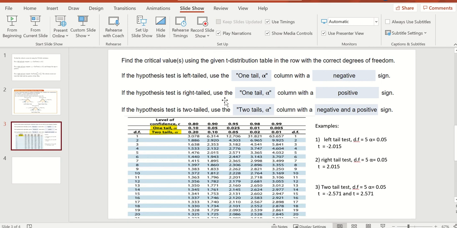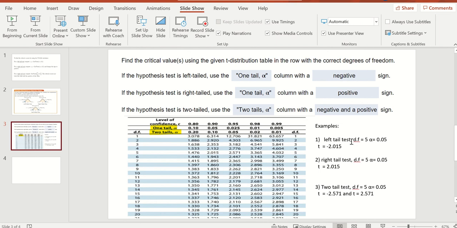So in both the left tail and the right tail, those are just a singular tail. So you're going to be using this row right here. If it's left tail, just make sure you choose the negative sign. If it's positive, if it's a right tail test.